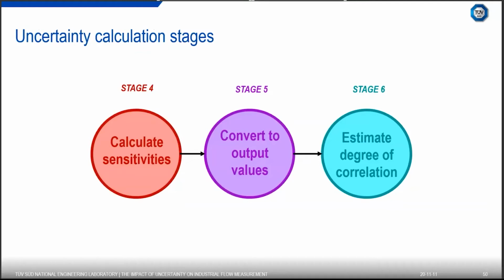Estimate the degree of correlation. Sometimes our measurements can be correlated, so we need to recognise that. For example, if we are using two thermocouples that have been calibrated using the same reference device, we need to take that into account, because they can both be out. If the calibration device is out, it's going to be out the same way for both devices that have been calibrated using the same calibration device, and we need to consider that. So correlation is very important.